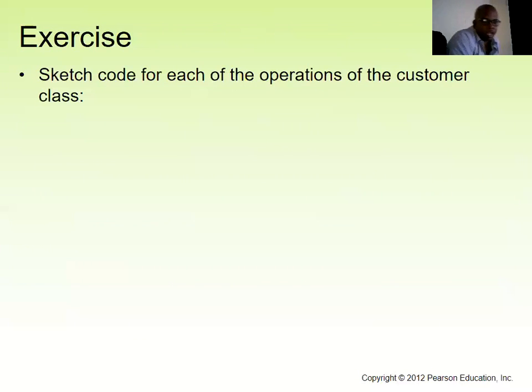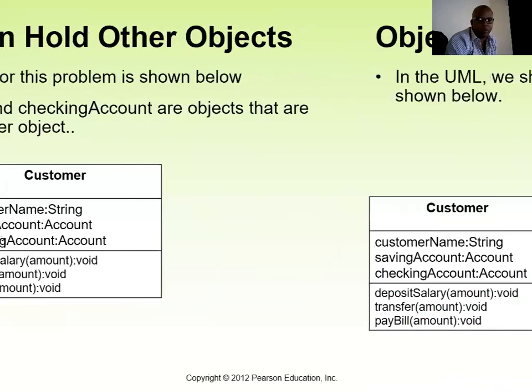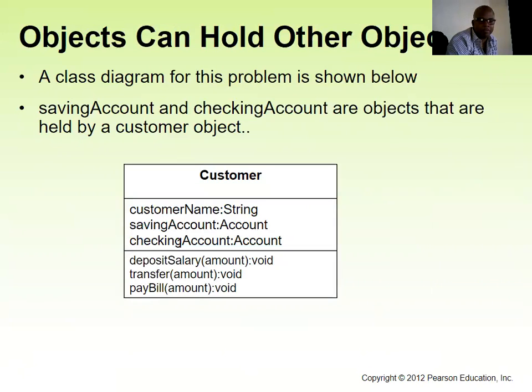So here's an exercise that you have a minute to do. Let's sketch code for each of the operations of the customer class. What are the operations? Deposit salary, transfer, and pay bill. What would those look like? Just tell me. For deposit salary, we would need to know which of the accounts we are putting the money into. And in general, what we are going to be doing is adding the amount to what already exists in that account. What about transfer?